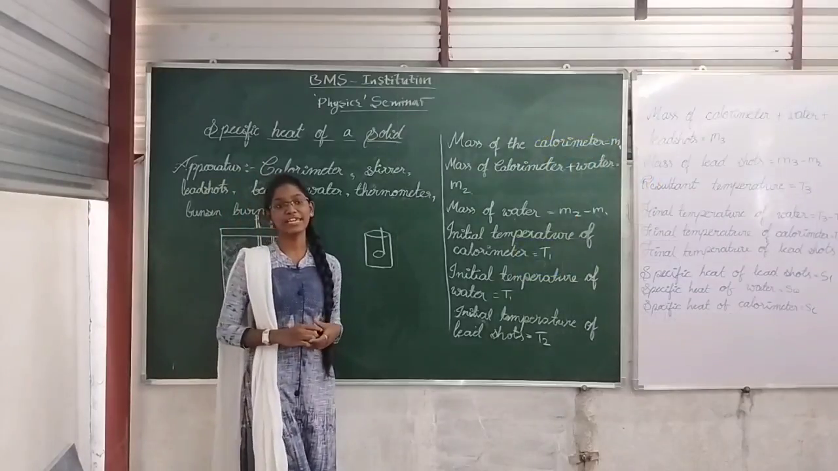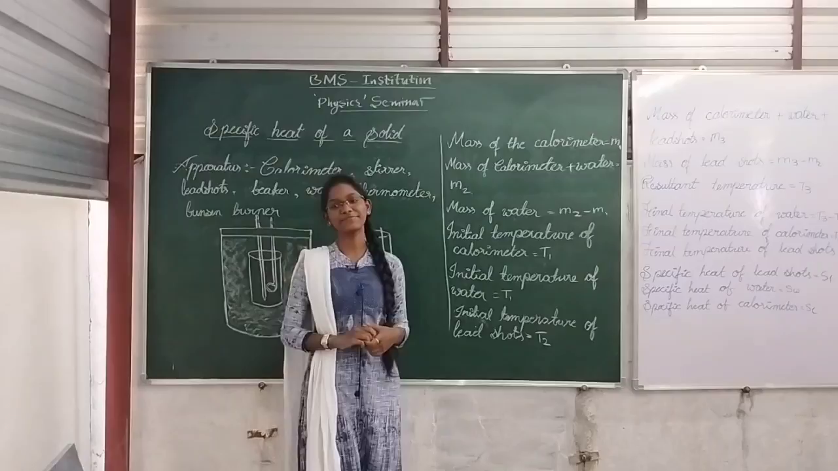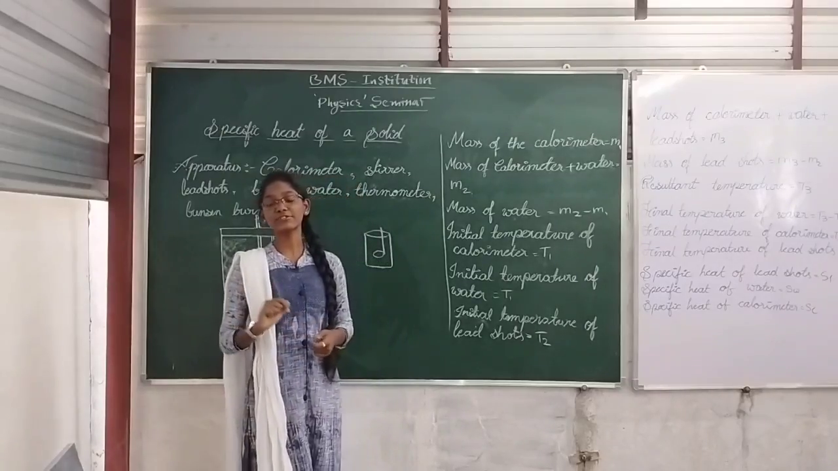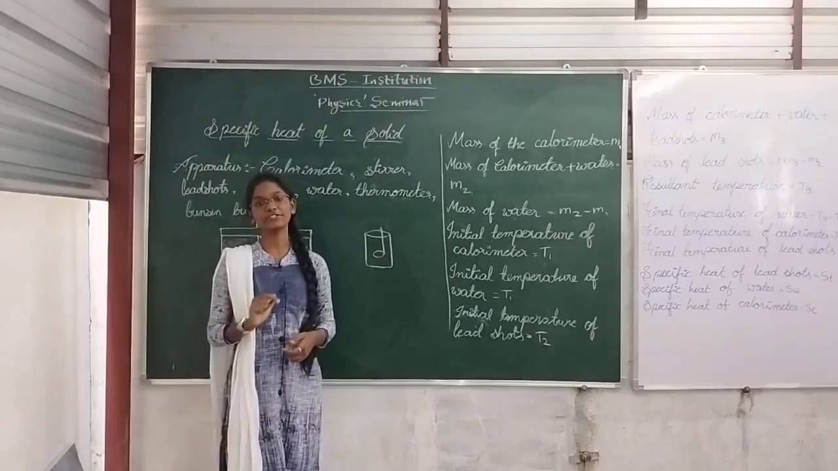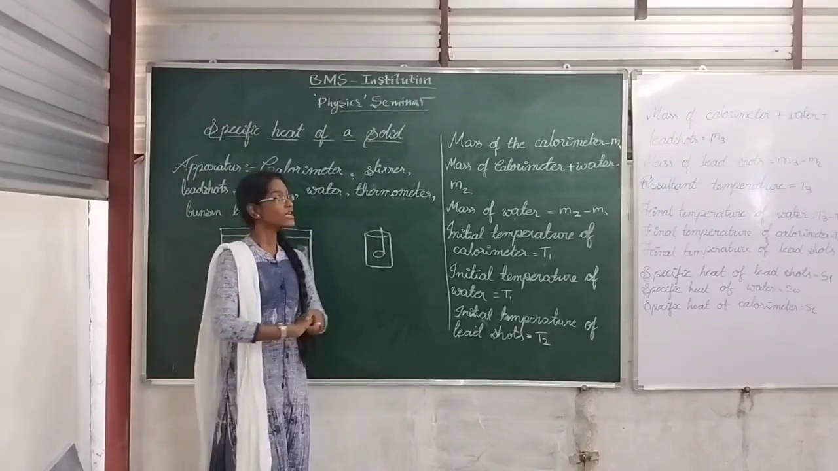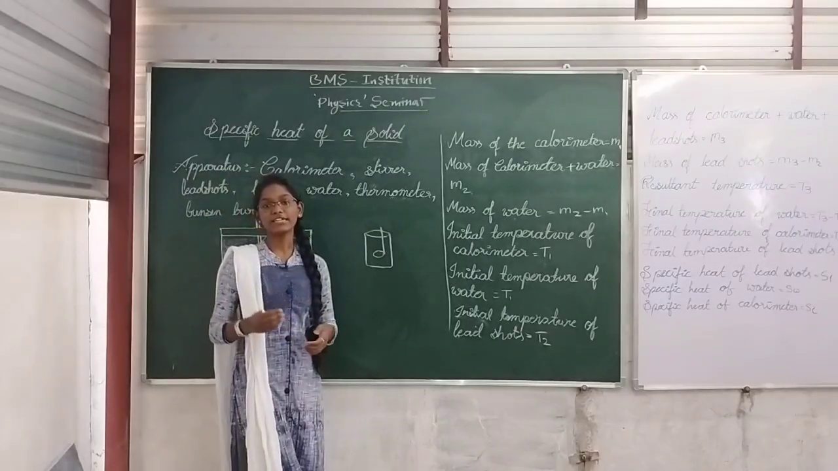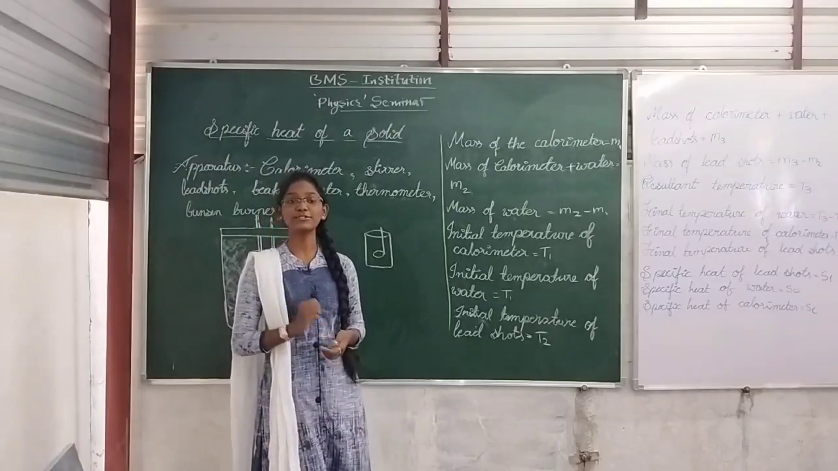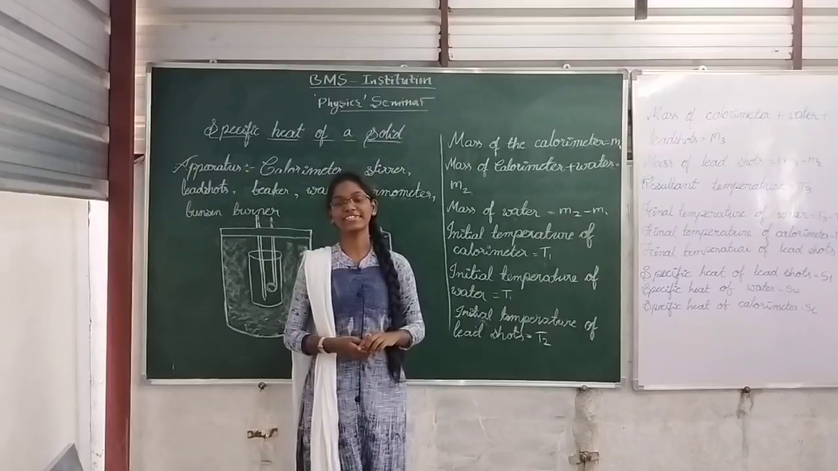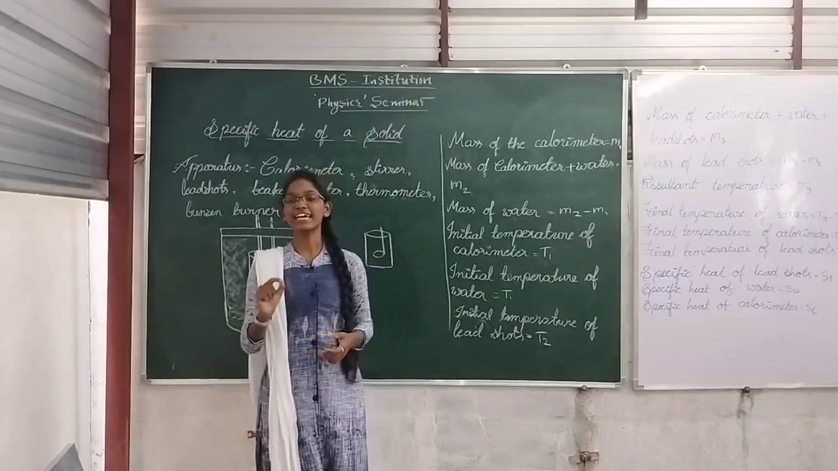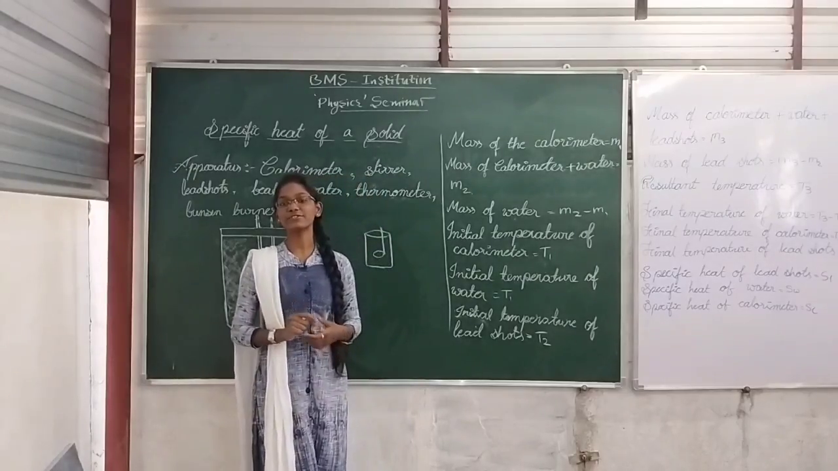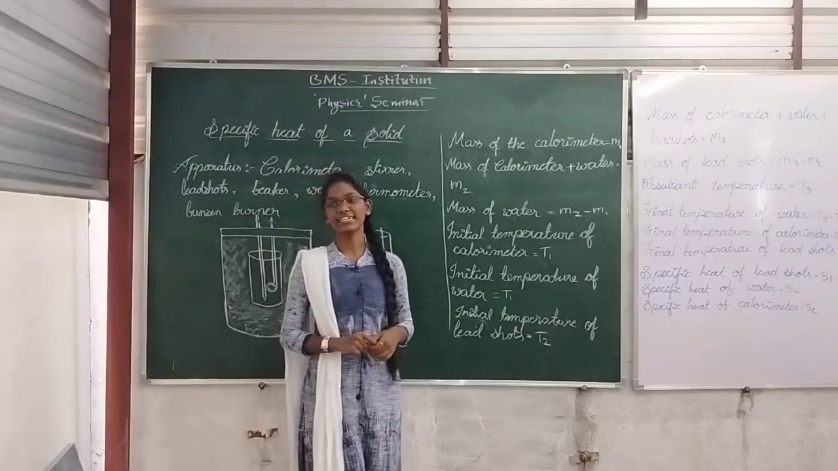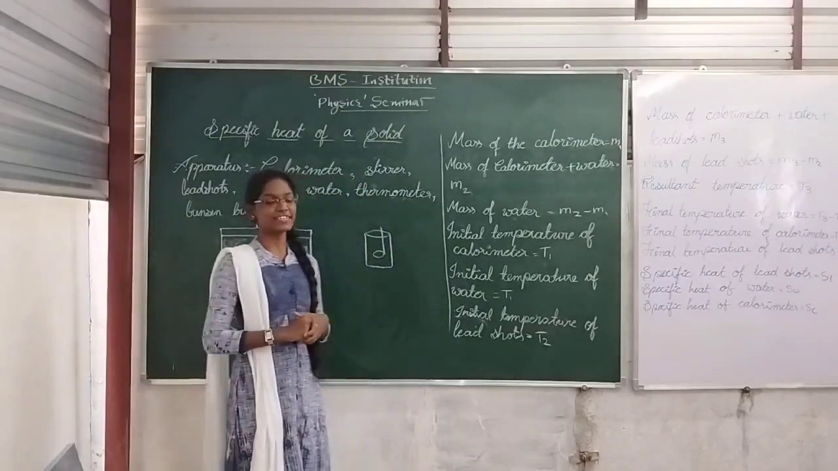Today I am going to tell you how to find the specific heat of a solid. This is a fascinating and crucial topic. Here we need some apparatus for doing this experiment. Before knowing all those, we ought to know what is meant by specific heat. The specific heat is the amount of heat energy required to raise the temperature of a unit mass by 1 degree centigrade. Now let us dive into the experiment.